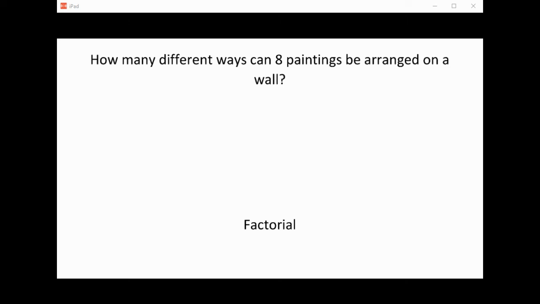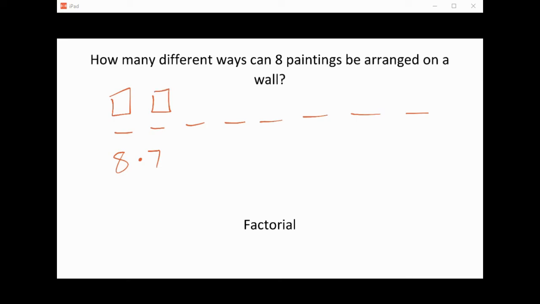Anyway, okay. So this one is a little bit different. Well, it's the same thing, but a little different, you'll see. Okay, so there's 8 spaces on a wall, and you're hanging eight paintings. So for the first spot, you have 8 choices, right? Like 8 paintings to choose from. But then you're going to hang one up, and then you just have 7 left to choose from.